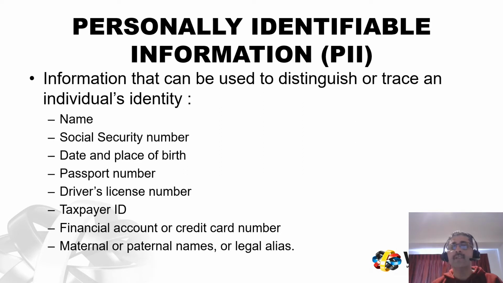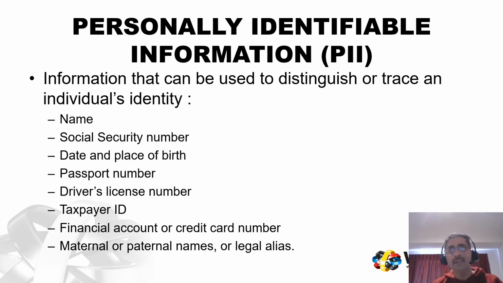What is personally identifiable information, or PII? Information that is linked or linkable to an individual, such as medical, educational, financial, and employment information, can be treated as PII. Some of the major tenets are mentioned on the slide here.